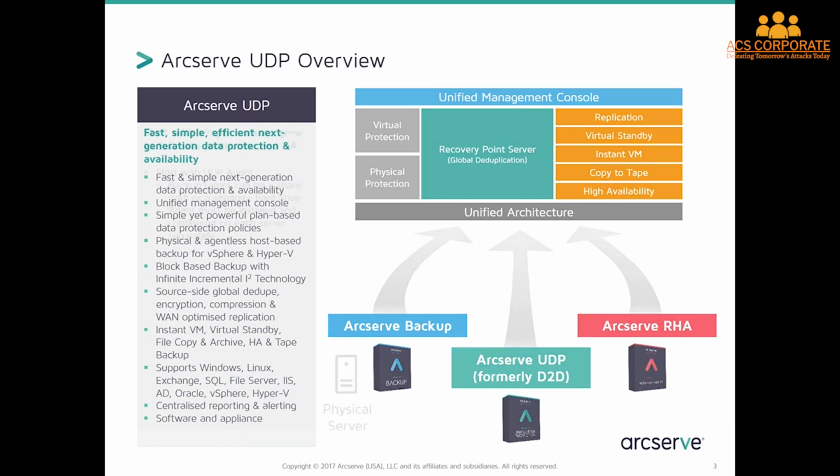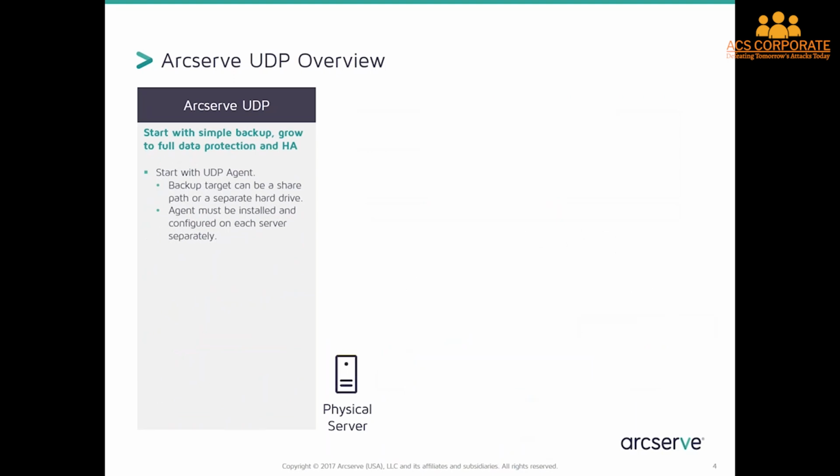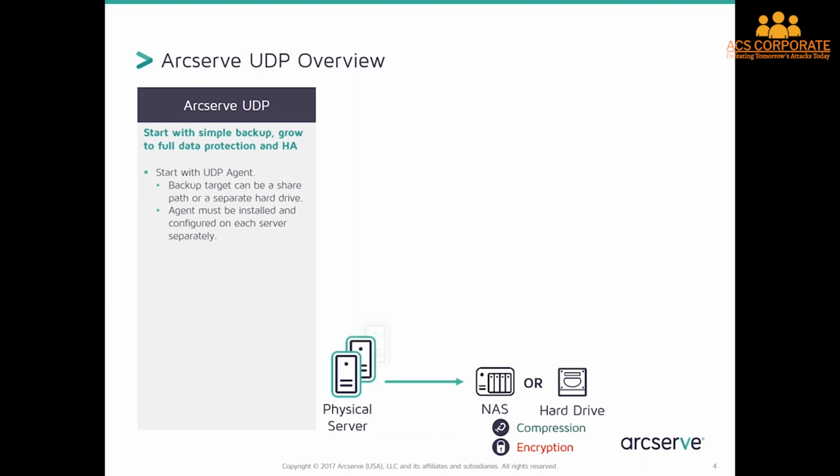Let's take a look in a bit more detail at how the solution goes together. As I mentioned, we can start with a very basic data protection model using Arcserve UDP. If you have a physical server, or indeed a virtual server, and you want to protect and back that up, we can start by deploying an agent onto that machine. We can log into that agent and configure the backups, and the backups can be sent to a file share, whether on a NAS or a file server, or to another hard drive, maybe a USB hard drive as an example. The backups we perform can be compressed, and we can encrypt them for additional security. If you have multiple machines, then we need to deploy and configure the agents on those separately.